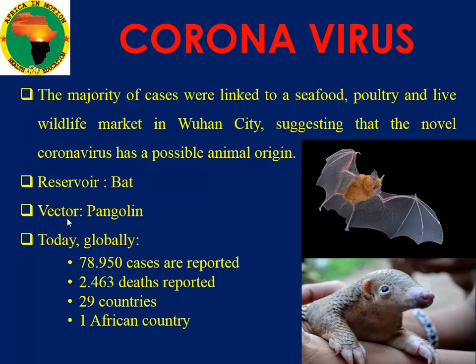And it is believed also that it is transmitted from animals to human beings. The vector would be what? The pangolin. However, it was discovered that it was mainly seen at the time it was discovered in Wuhan City. There was a close link with the seafood, poultry and wildlife market in that city. So investigations were still going on, and even now they're still going on.